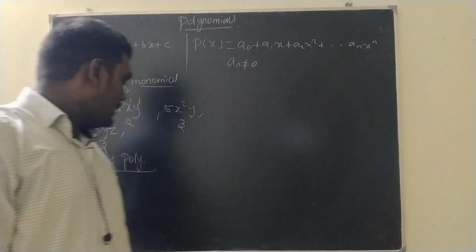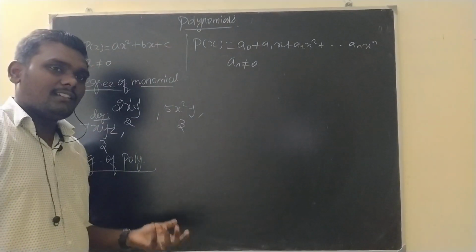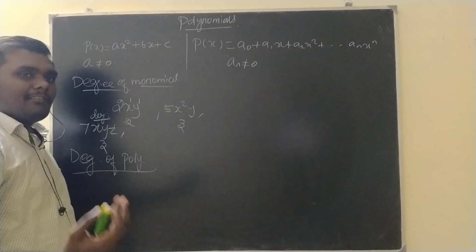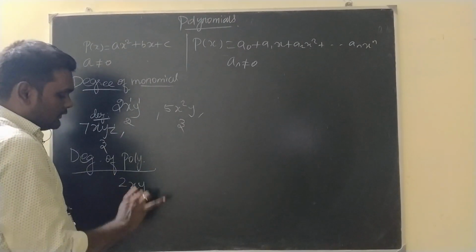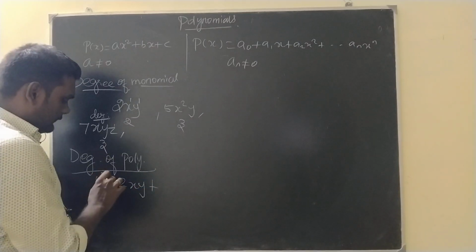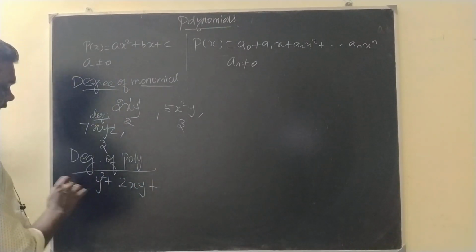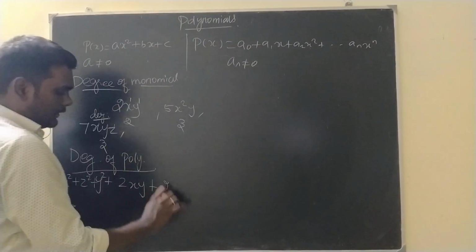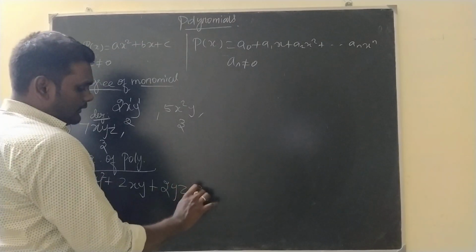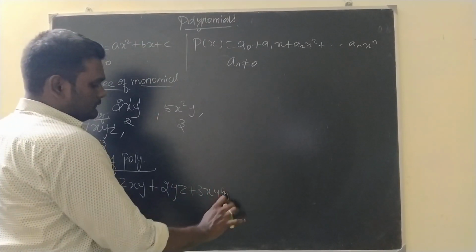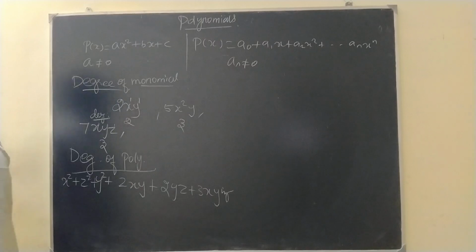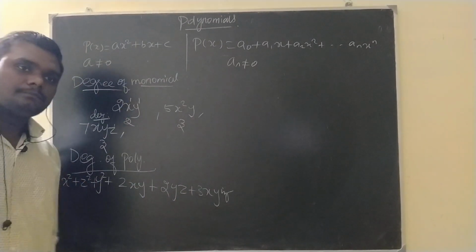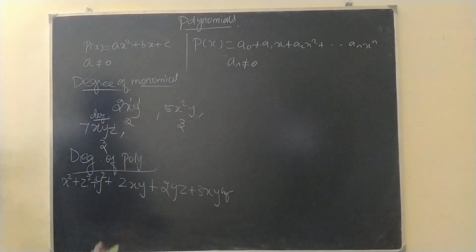Now in this, the degree of a polynomial, simply you may say it is the leading degree, the highest number, but the actual definition is this: a polynomial consists of one or more than one monomials. So let me take x squared z squared plus y squared plus 2xy plus 2yz plus 3xyz. We may take this as a polynomial. Each term is a monomial. You see. Now what is the degree of this polynomial?